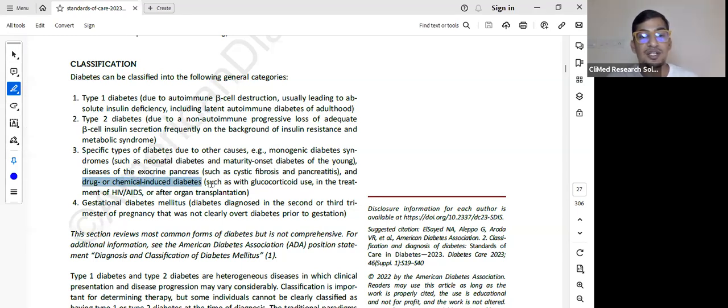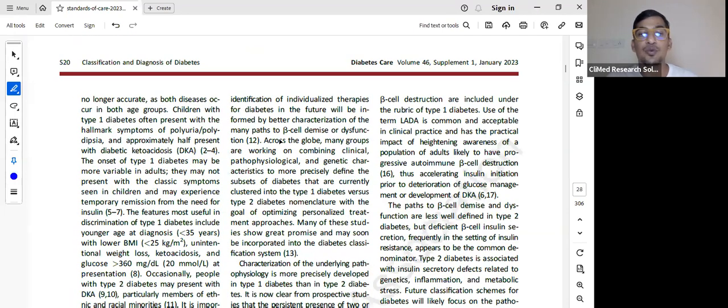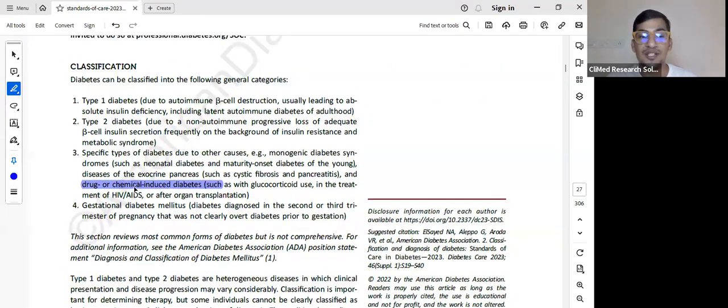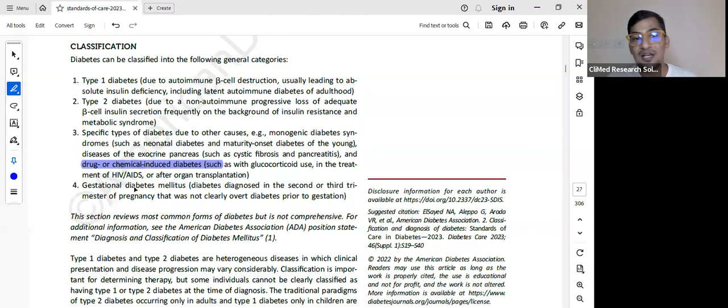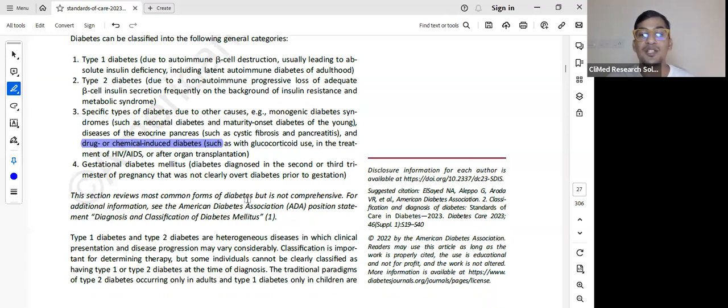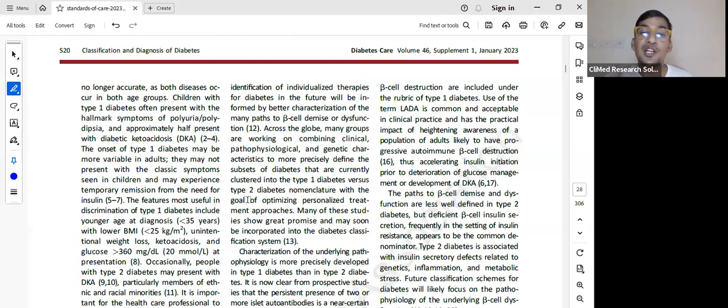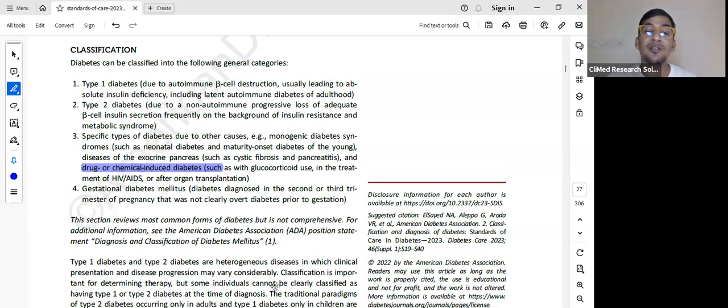Here look at this, drug induced diabetes is one type of diabetes, and the majority of the drugs are glucocorticoids, which cause diabetes. And then there is gestational diabetes, that is diabetes diagnosed in the second or third trimester of pregnancy that was not clearly overt diabetes prior to gestation, meaning that is the new onset of diabetes only during pregnancy.